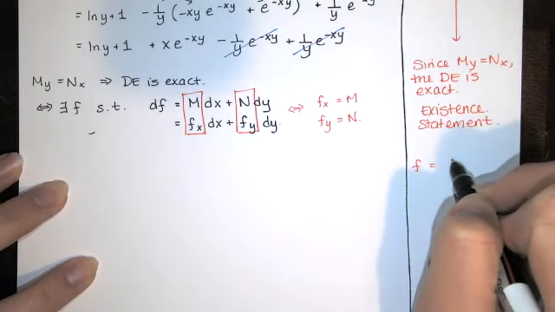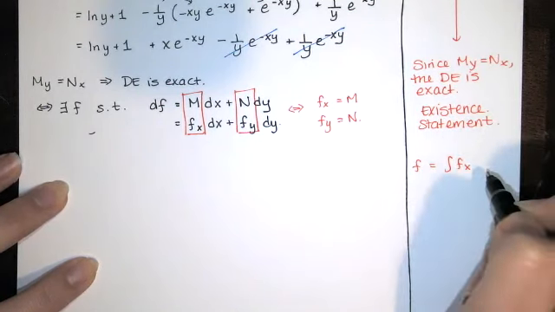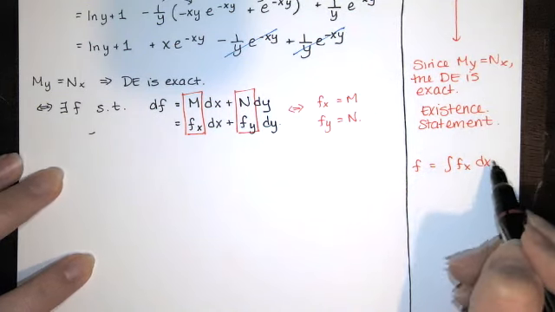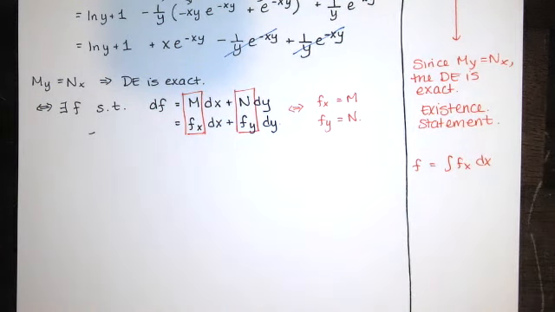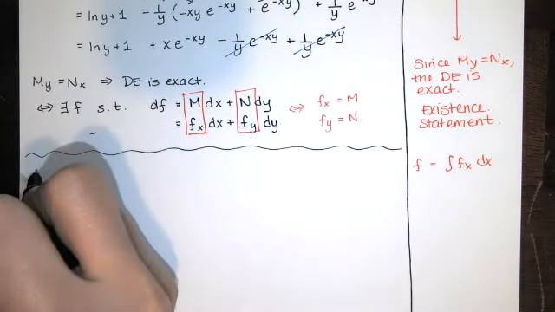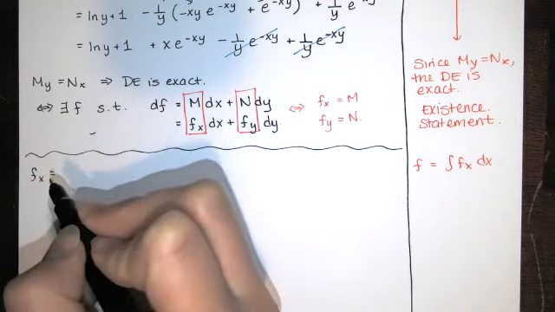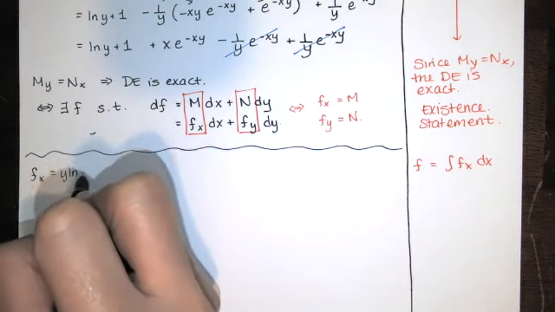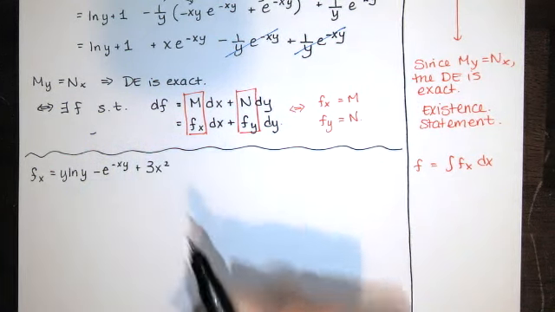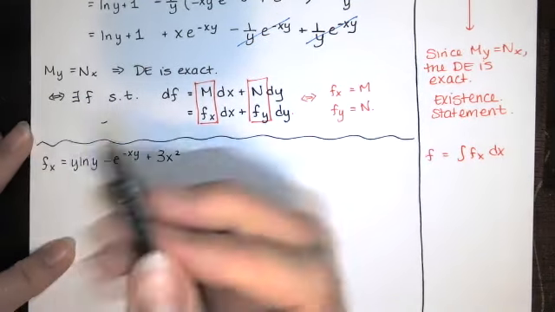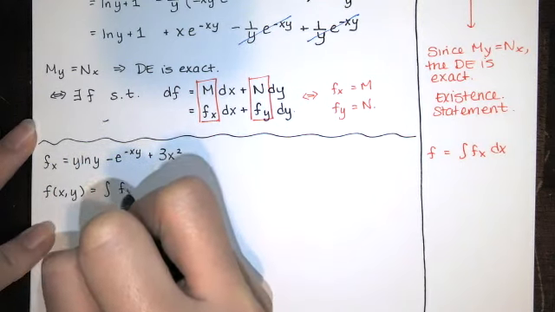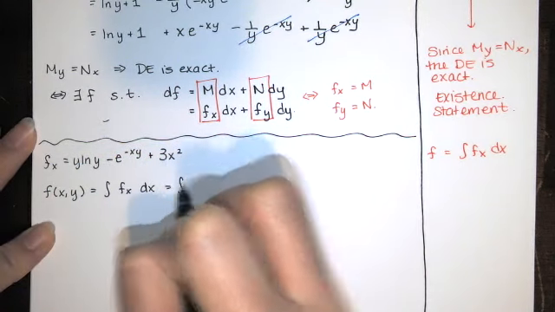So first we'll say that the function f is the antiderivative of the partial derivative of f with respect to x, with respect to x, because those two operations are going to undo each other, and it's going to give us our f back. So we know the partial of f with respect to x is equal to m, which was actually quite a beast. We've got that. And f is the antiderivative of that with respect to x.